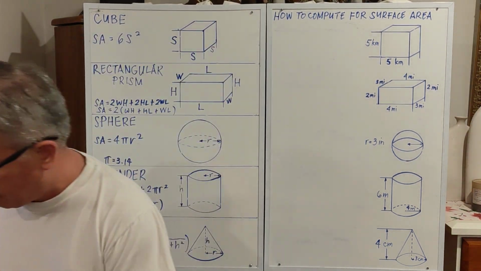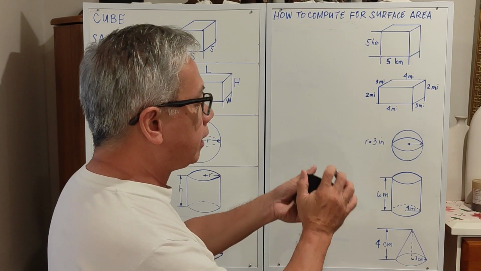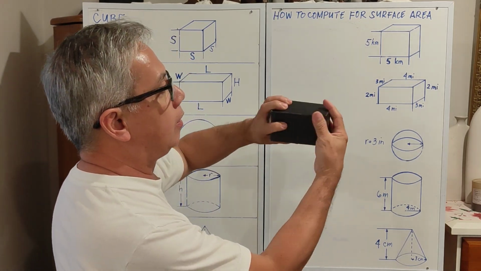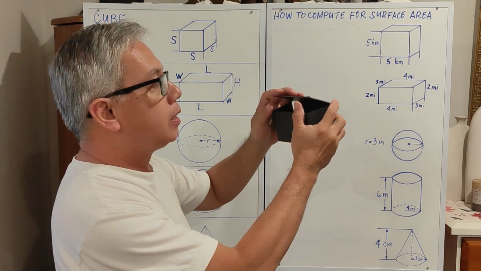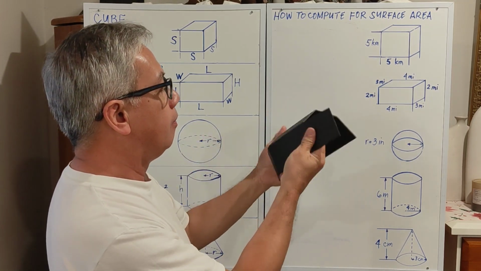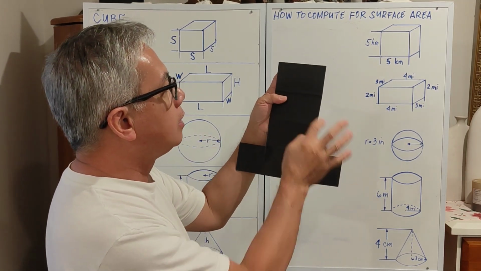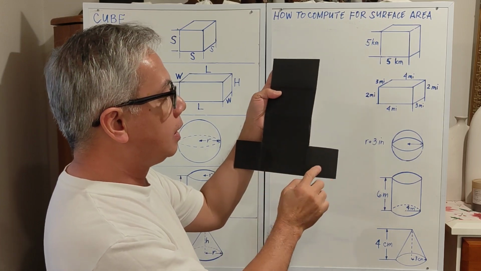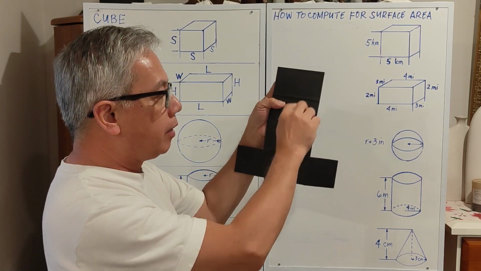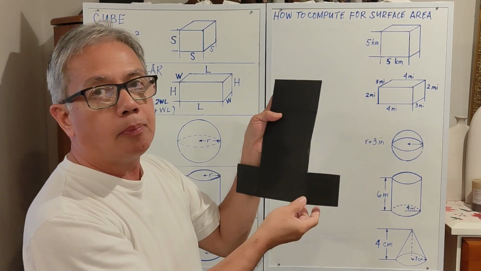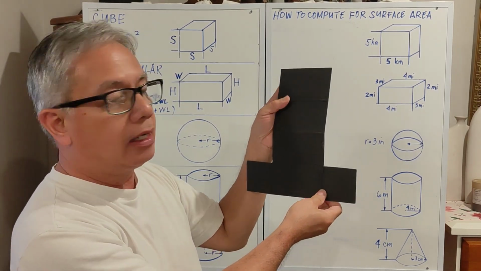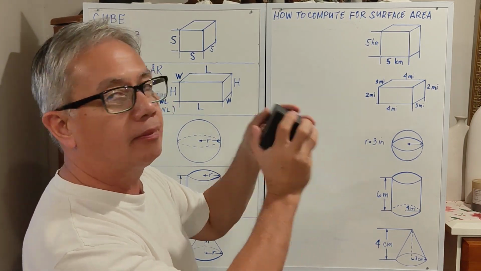We have here a rectangular prism, and you can see the rectangles on all sides. If we open up this rectangular prism, there are 6 sides, 1, 2, 3, 4, 5, 6. If we get the area of each of these sides and we add them all up, that is the surface area of this rectangular prism.